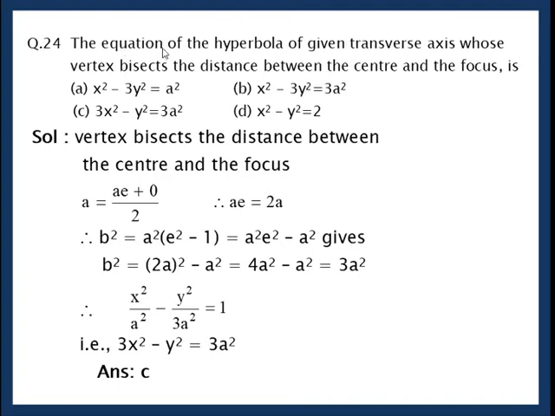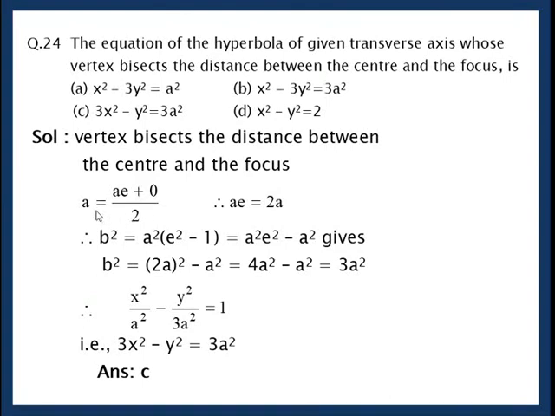The equation of the hyperbola of given transverse axis whose vertex bisects the distance between center and focus is, again read the sum. The equation of the hyperbola of given transverse axis whose vertex bisects the distance between center and focus is. See, vertex bisects the distance between center and focus. What are the coordinates of the center of the hyperbola? 0, 0. Focus is ae, 0, right? And vertex is a, 0. Yes, focus is ae, 0.